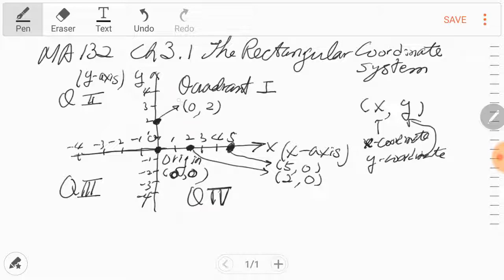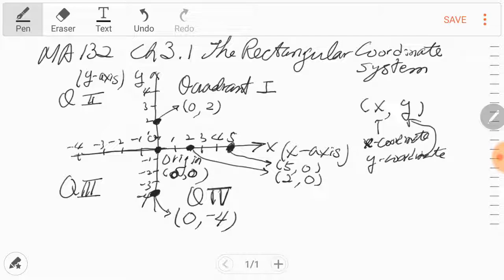Try another one. How about this coordinate? The point is on the y-axis. And what is the x coordinate? This point didn't move horizontally, it just moved vertically down. So the horizontal movement is 0, so the x value is 0. The y value moved 4 units down, so -4.